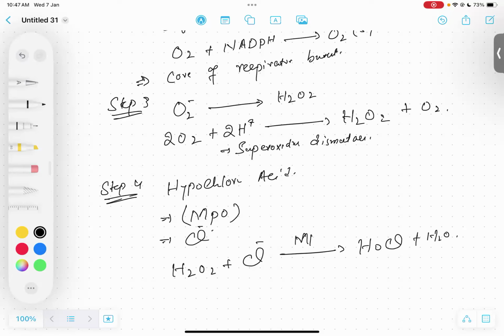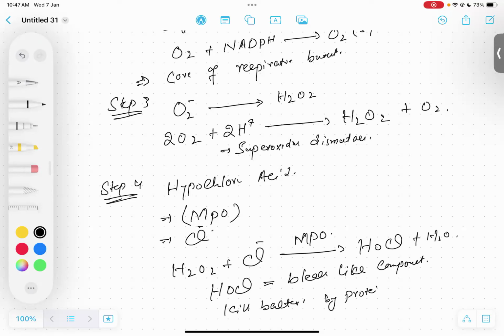and the enzyme here is myeloperoxidase, and this hypochlorous acid will act as a bleach-like compound, and it will kill bacteria by protein denaturation.